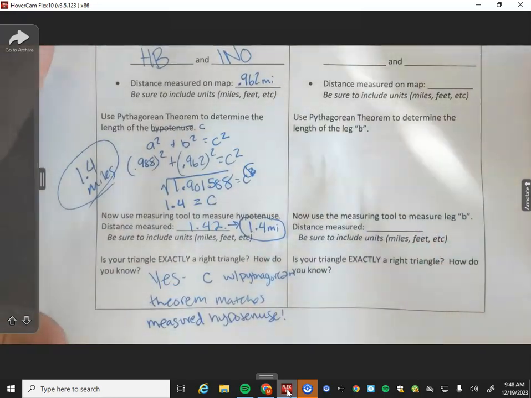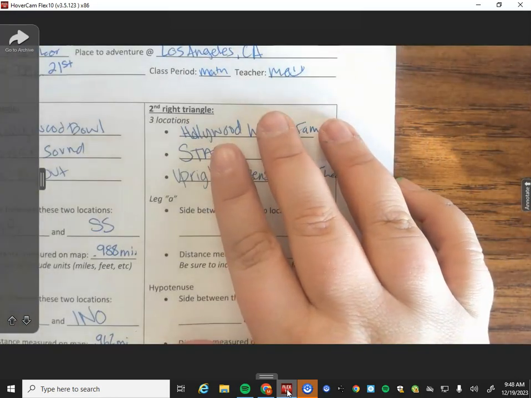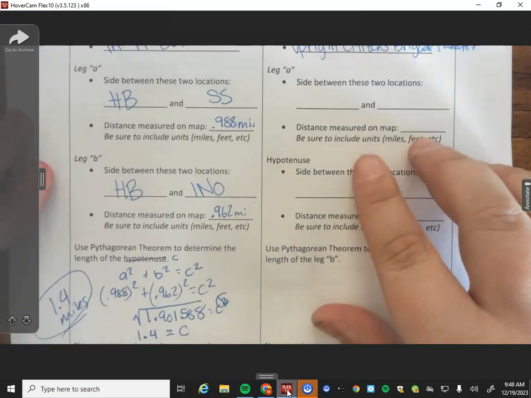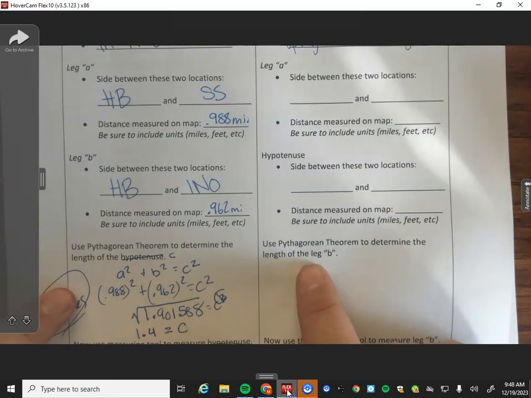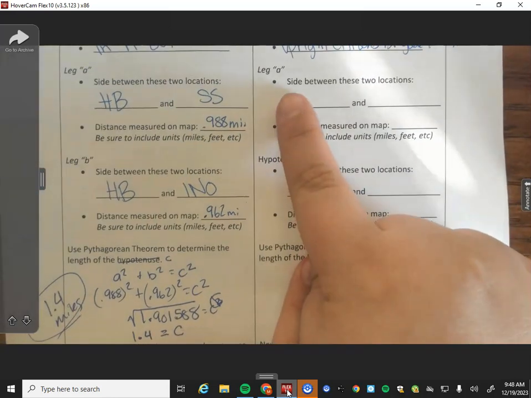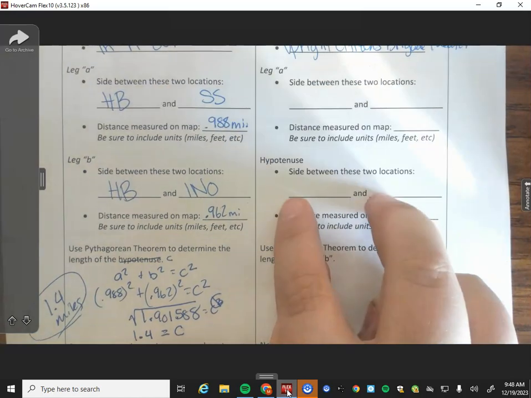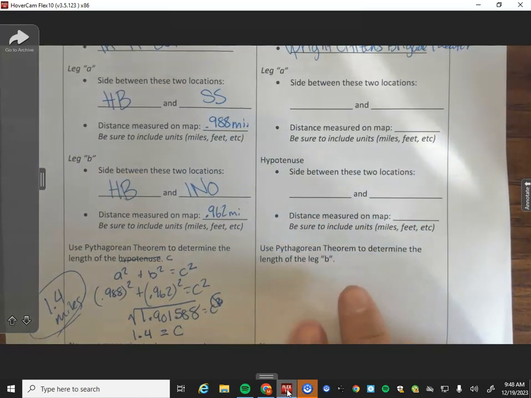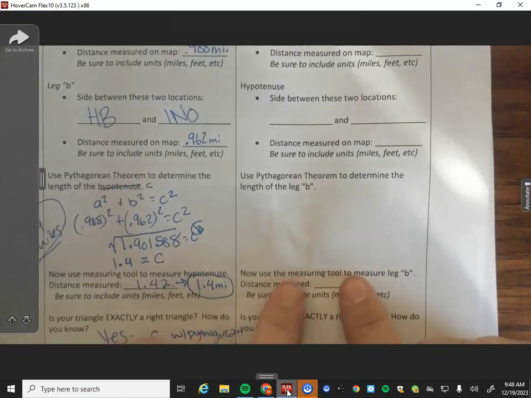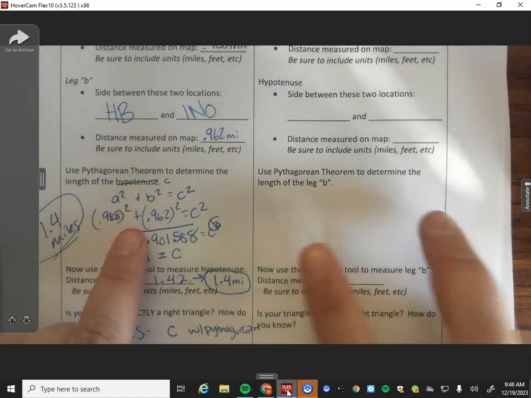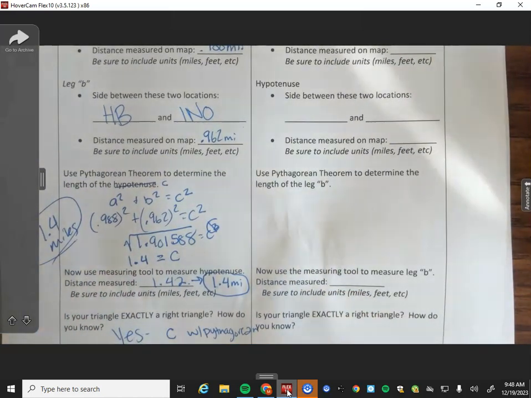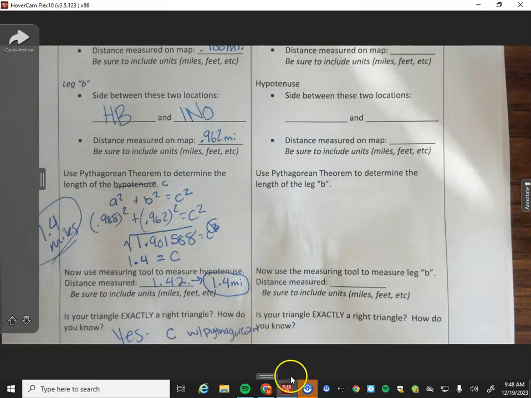If you want to get a head start on tomorrow's goal, tomorrow you'll be doing the exact same thing but with triangle 2. In triangle 2, instead of solving for the hypotenuse, you'll solve for another leg. So you will start by defining the leg and the hypotenuse, and then you'll find the missing leg. So instead of adding your squares, you'll have to subtract, and then you'll measure the leg and determine if it's a right triangle there. And that is all I have for this project. If you have questions, message me on Schoology.